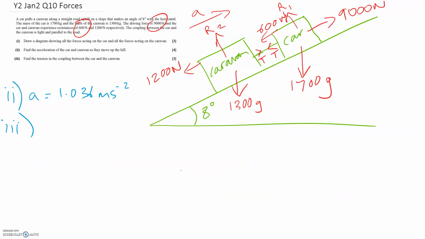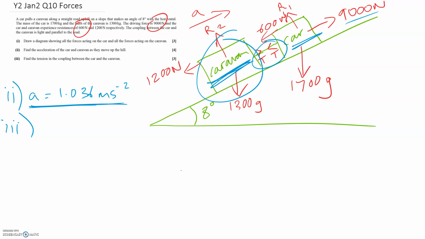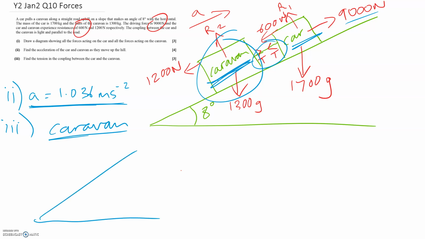Find the tension in the coupling. You're going to need to either consider the caravan or the car separately. Doesn't matter which. Let's do the caravan, since then we don't have to worry about this driving force as well, although it doesn't matter, you could do the car. Don't forget we know that the acceleration is this from the previous part of the question. So let's just look at the caravan. You could do another sketch. In fact, I think I will do another sketch. So 8 degrees here. Just thinking about the caravan this time.